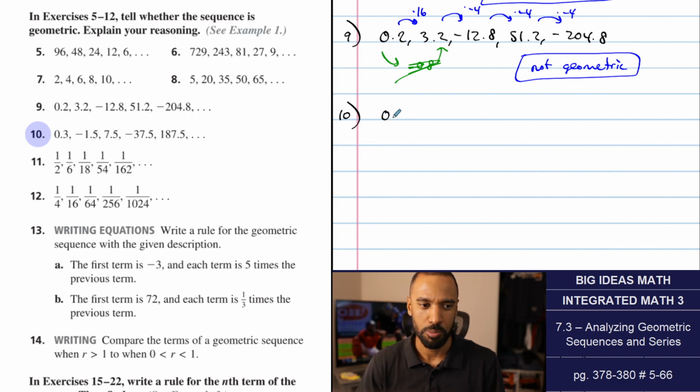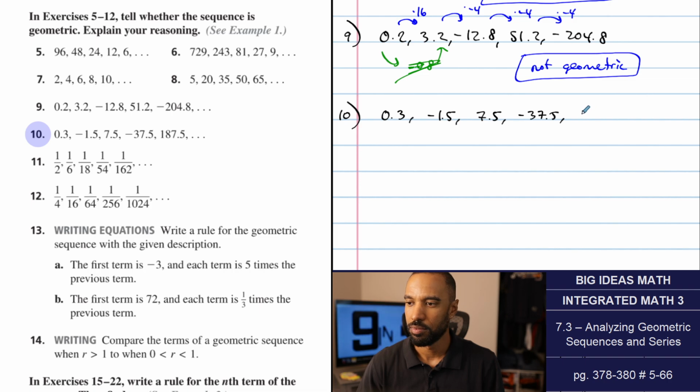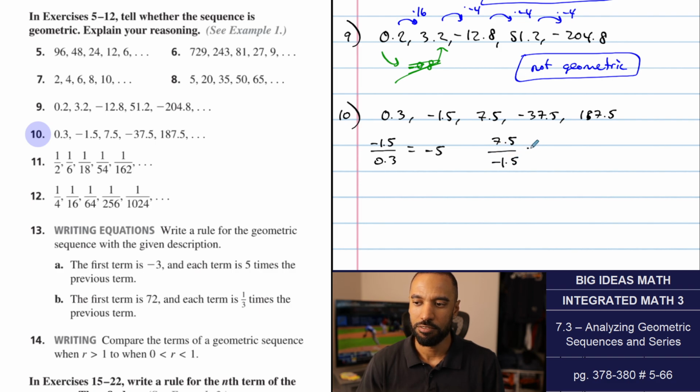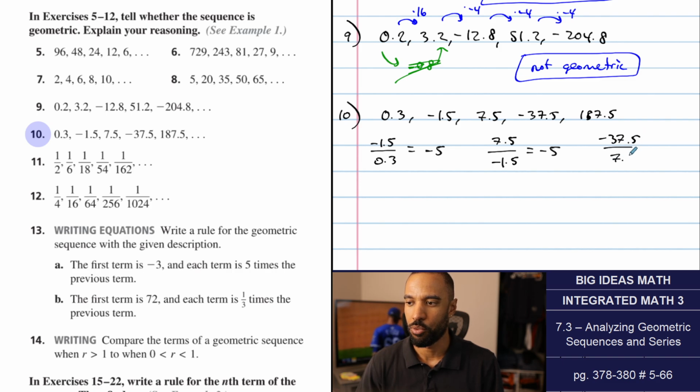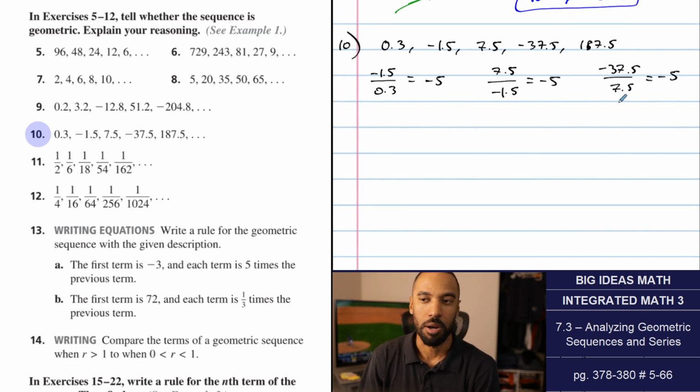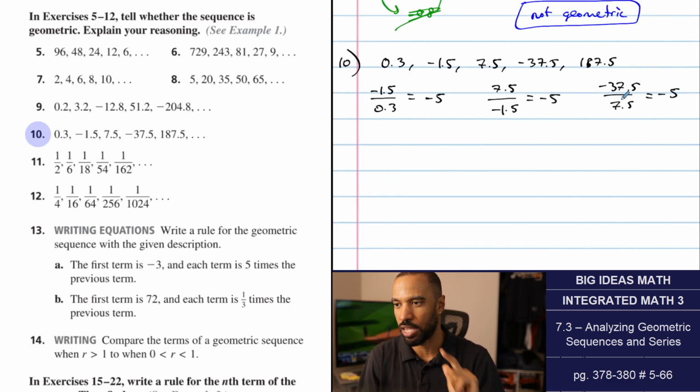Number 10 is possibly an example of one that actually is geometric, though. So, alternating signs, that's not a check, but as long as it doesn't break that pattern, then, well, it's possible. And the question becomes, this time I'll actually do the division. Let's do negative 1.5 over 0.3. That's negative 5. Let's do 7.5 over negative 1.5. That's negative 5. Negative 37.5 over 7.5. That's negative 5. If you're asking if I'm doing that in my head, the answer is yes. But I'm also more so confirming that I'm expecting negative 5 as an answer.